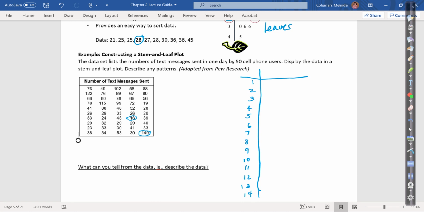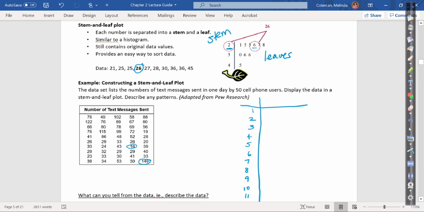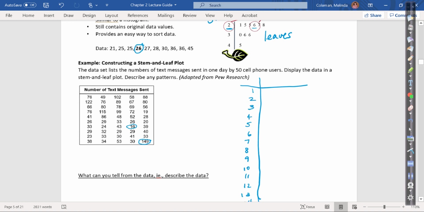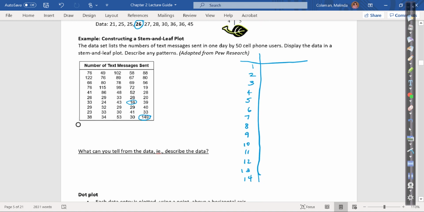Now when we put these in, it is nice if you put them in order. If you look at the way this is written, it's easy to see 21, 25, 25, 26, 27, 28. So it's much easier if your data is ordered. As we go through this, we'll try to get it so that it's ordered. The first number is 16. So again, the stem is 1, the leaf is 6. The next smallest number is 19. So we have a 1 and then a 9.